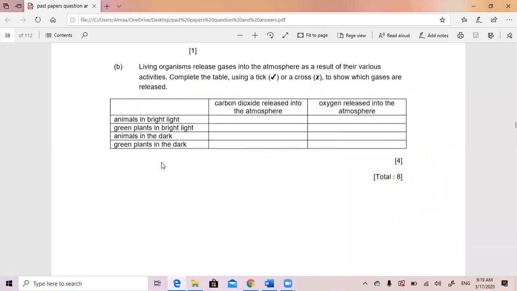The following questions, or the next question. So we study respiration from the last time. We have some questions here. If we choose the second question like that: living organisms release gases into the atmosphere as a result of their various activities. Various here means different activities. Which gases are released? I will give you two minutes just to think, then I will choose.